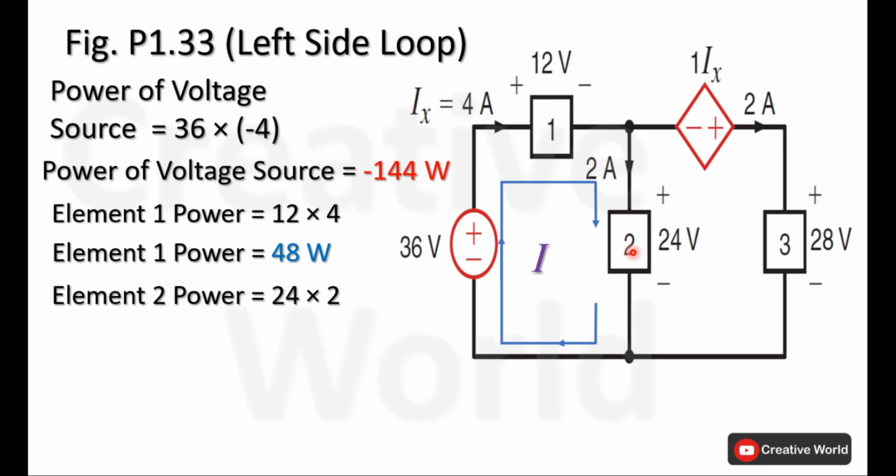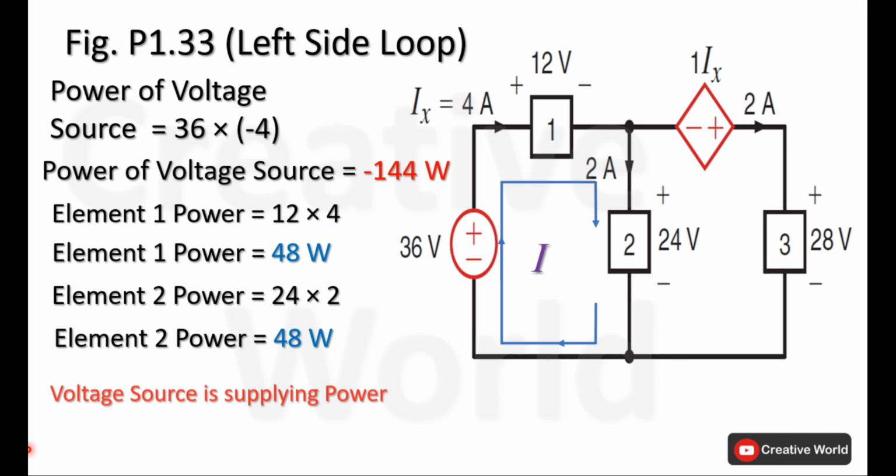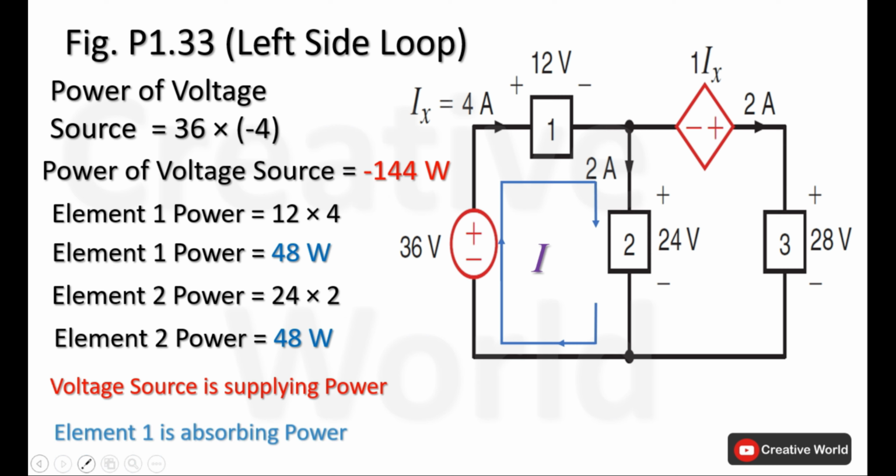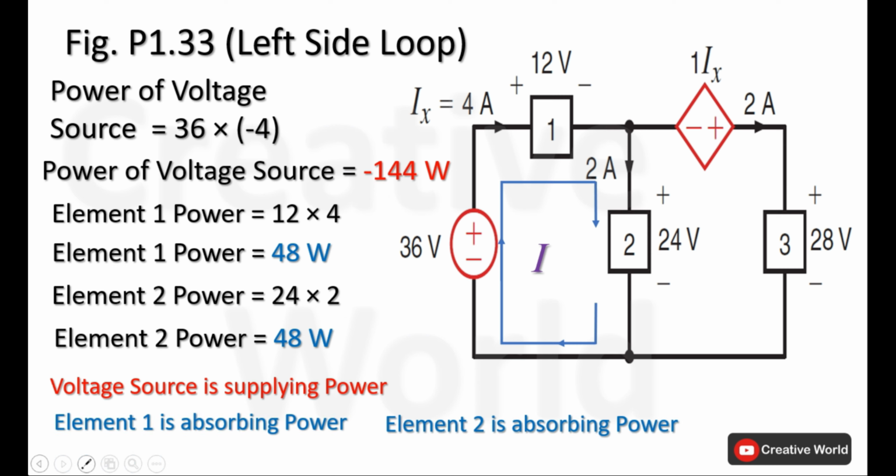Power of element 2 is voltage across it, 24 volt, and current through it, 2 ampere. Again the current is entering from the positive side and leaving from the negative side. So this current will be taken with positive sign. So the power of element 2 will be 48 watt and again this power is being absorbed because of plus sign. Voltage source is supplying power because of minus sign, and element 1 and element 2 are absorbing power.